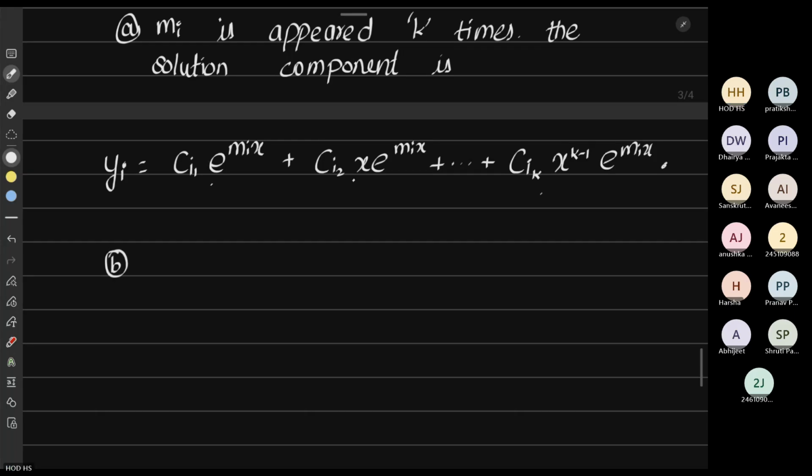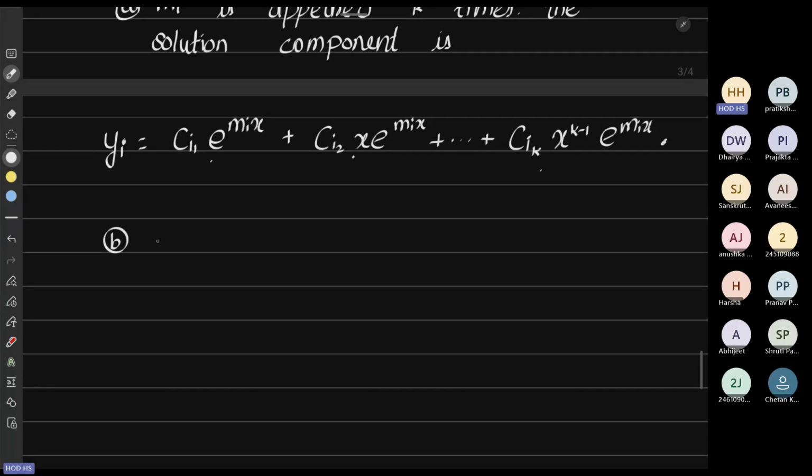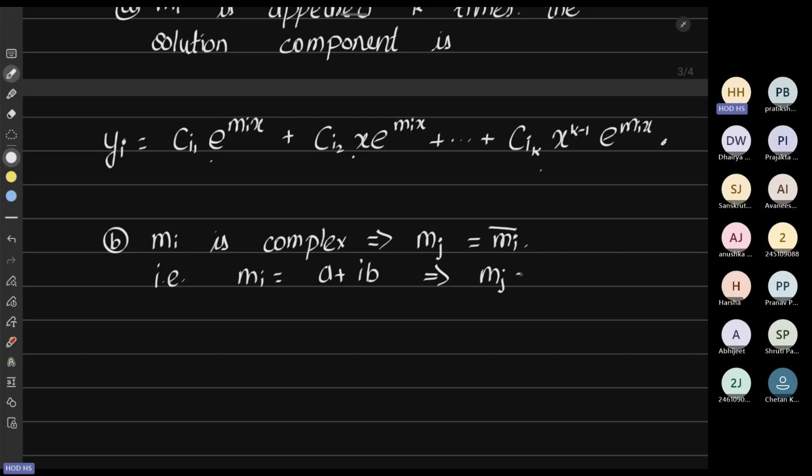Now, this is if mi is repeated k times. What if mi is complex? That implies there will be some mj which is equal to mi conjugate. That is, if mi is a plus ib, then mj should be a minus ib.